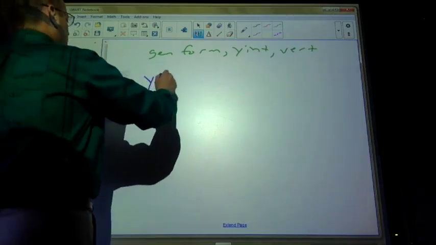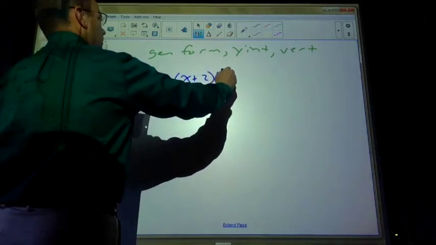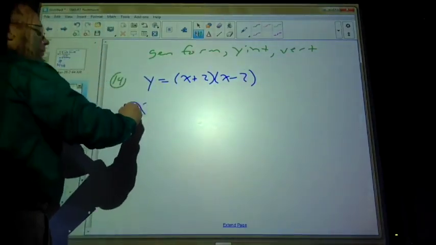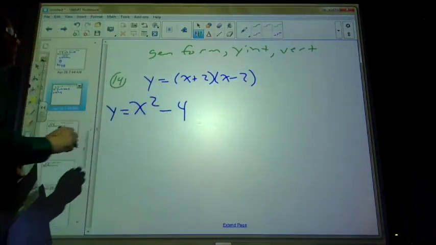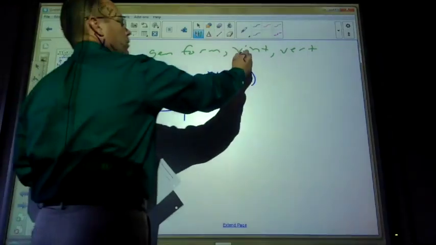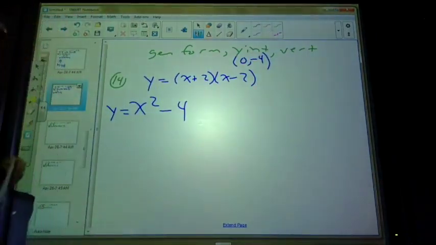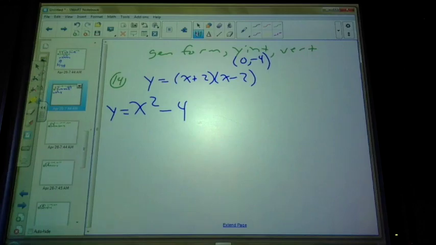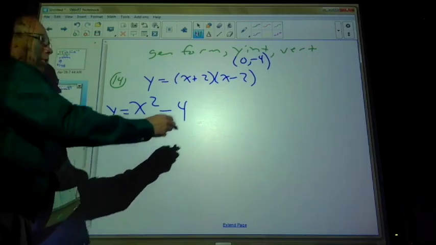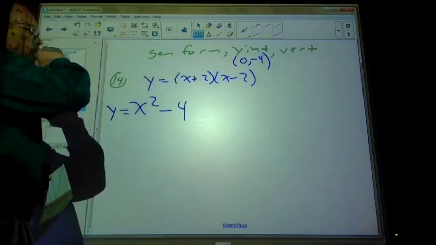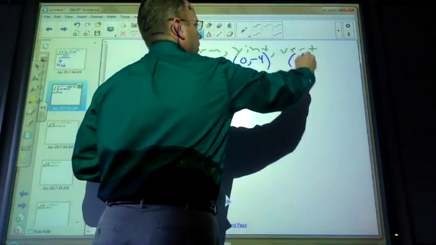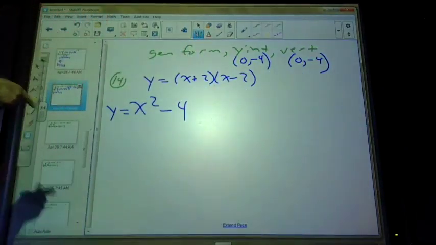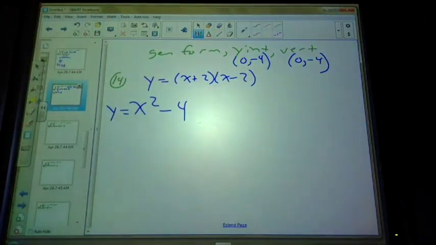This problem was this. Oh, I didn't write it down. General form. Y-intercept. Vertex. The vertex is also, yeah, the vertex is the same thing. The reason why is, what's our B value? We don't have one, it's 0. And then I plug 0 back in, I get -4 out. So the y-intercept and the vertex are the same thing. Sweet. Almost done.